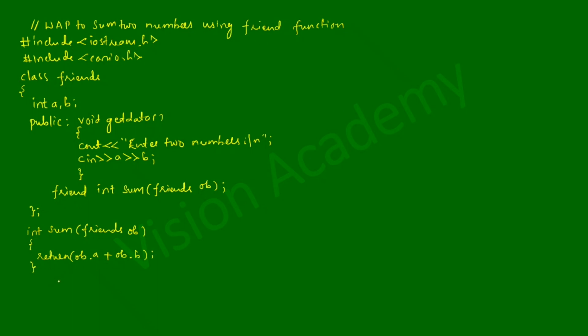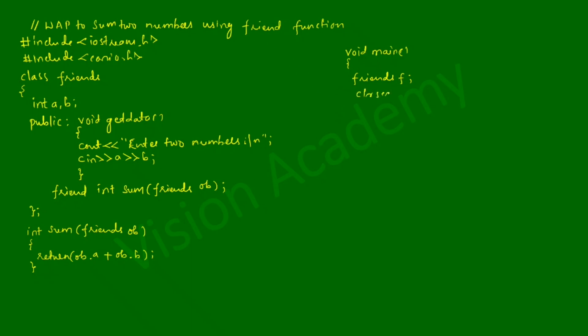Now it's time to create object, correct? So in order to create object we must write void main function. So always execution of C++ program starts from main function only. So main function is compulsorily required. So here what is the name of the class? That is friends. I'm going to write here friends, and object is f. You can write any valid identifier name over here.